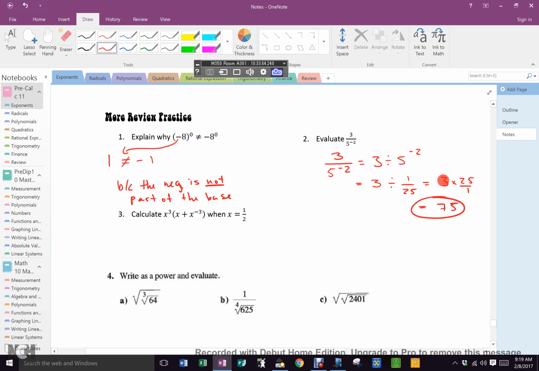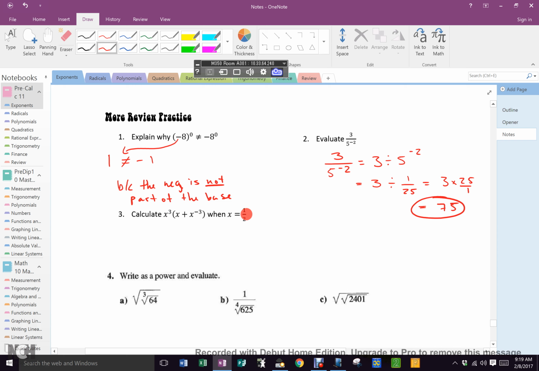Many of you probably took some shortcuts there. That's fine. But mathematically, this is what is going on there. That means 3 divided by this. 3 divided by that fraction, 3 times the reciprocal of a fraction to get 75.